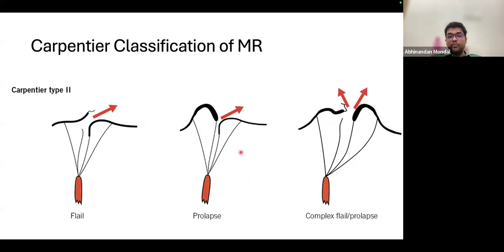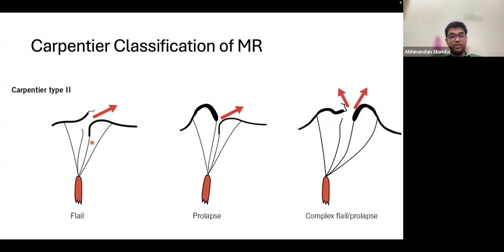What is prolapse? Prolapse means the tip of the leaflet is at or above the level of your annulus, but the tip is still looking towards your LV, whereas in flail, the tip is looking towards your LA, and it is above the level of your annulus. So this is your flail, this is your prolapse, and this is a complex flail and prolapse.